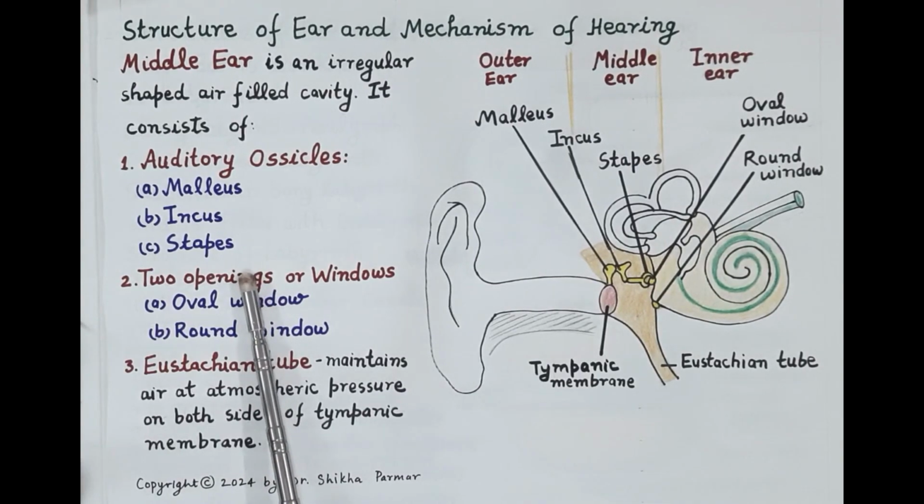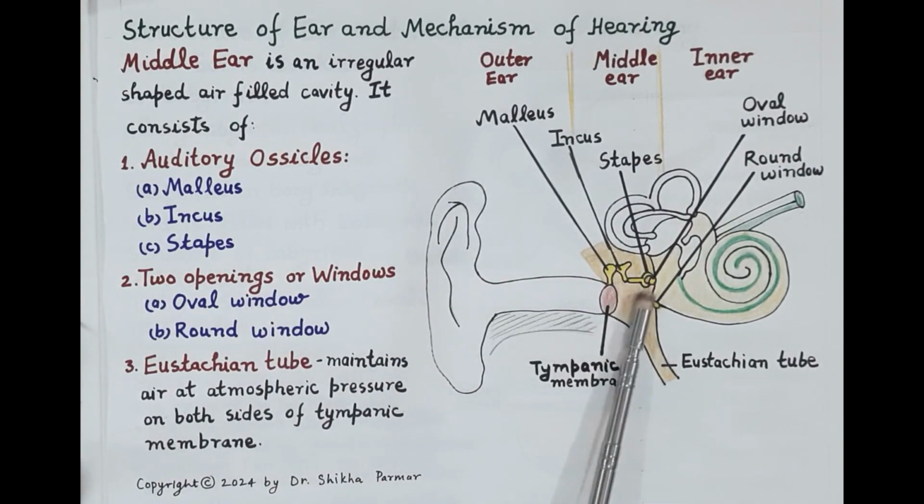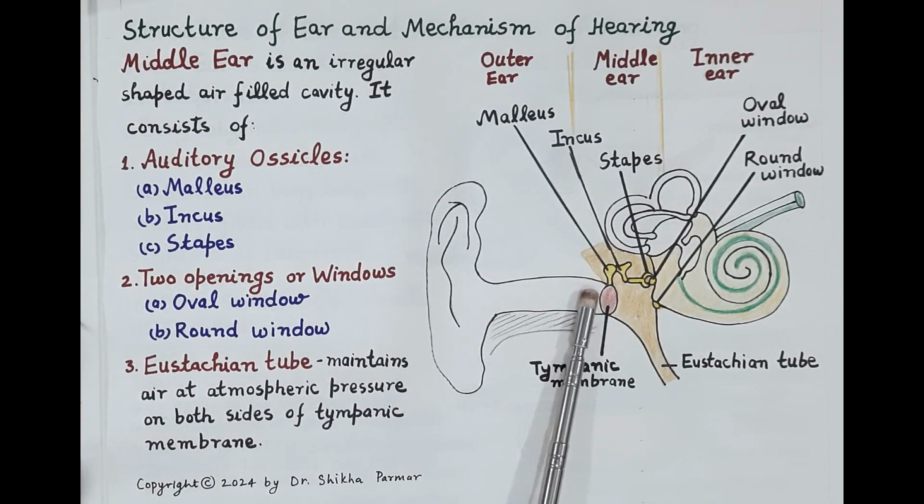Now malleus, incus and stapes, these three are the tiny bones only a few millimeters in size. These three bones form a chain across the middle ear, and together they are known as auditory ossicles. As you can see here, this first bone, the malleus, is a hammer shaped bone and it is attached to the tympanic membrane.